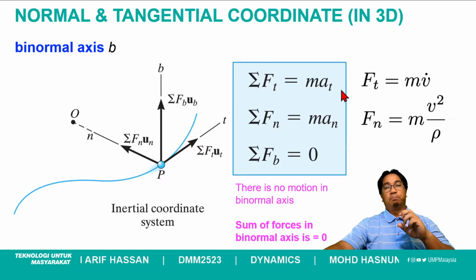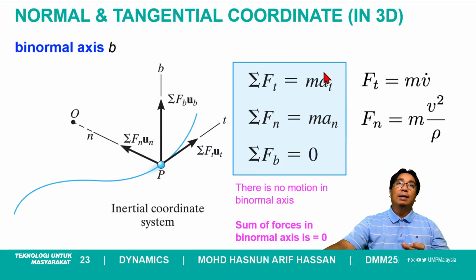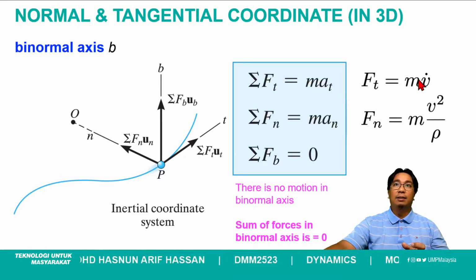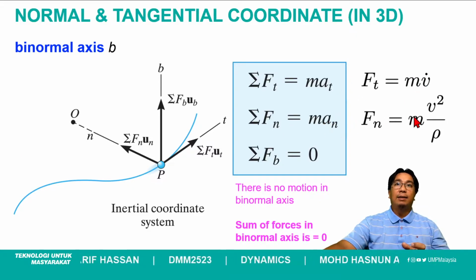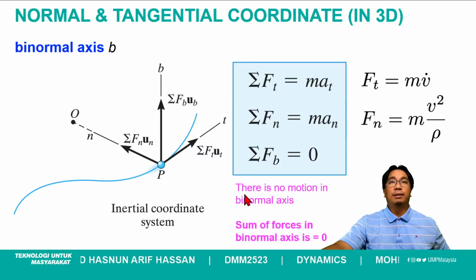And from the first chapter, we have defined that At is equal to V dot. So we can rewrite the equation like this. And An is equal to V square over rho. So the equation can be rewritten in this form. So this is the normal and tangential coordinate.